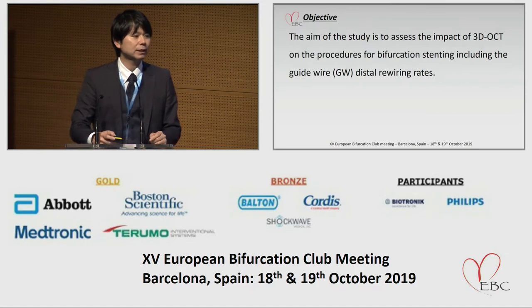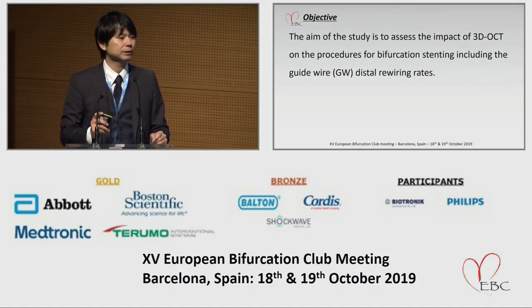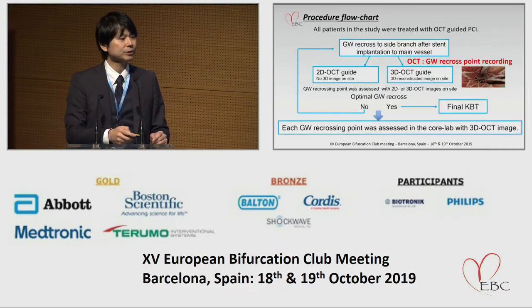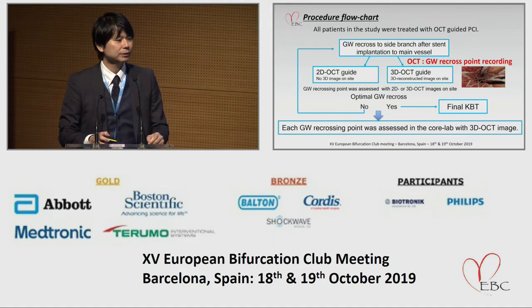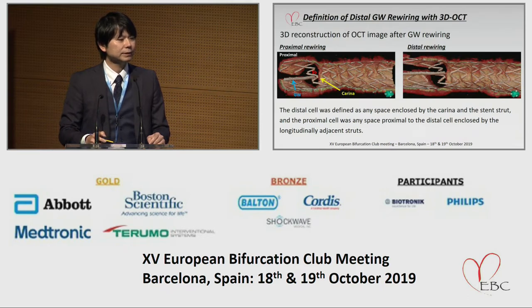So we assessed the impact of the 3D OCT on the procedure for bifurcation stenting in the registry. In the registry, we had two groups, the 2D OCT guide group and the 3D OCT guide group. Only in the 3D OCT guide group, we could refer to the 3D image on site. This is the definition of the distal cell. Distal cell was defined as any space enclosed by the carina and the stent strut.